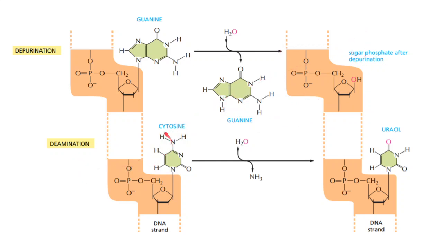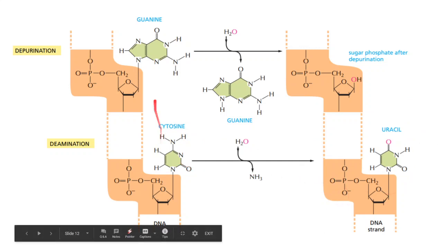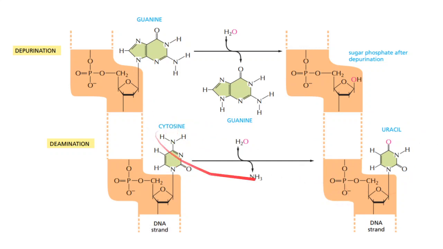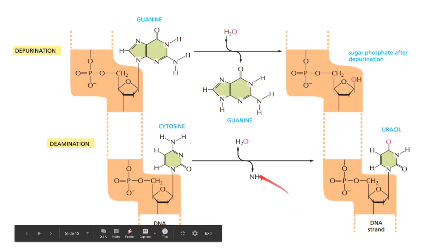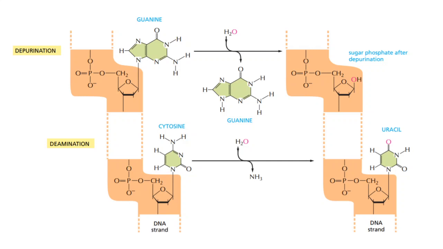You can have deamination. So deamination will lead to the removal of your amine group. An amine group is an NH2 group. And this group is removed and replaced with an oxygen. And this is uracil. Now, if you remember, uracil is not a part of DNA. Uracil is a part of RNA. And uracil base pairs to A. Cytosine base pairs to G. So if you have this spontaneous change occurring, your base pairing is gone for a toss. So this is how damage can cause permanent changes. Okay, not permanent changes, but damaging changes in the genome.